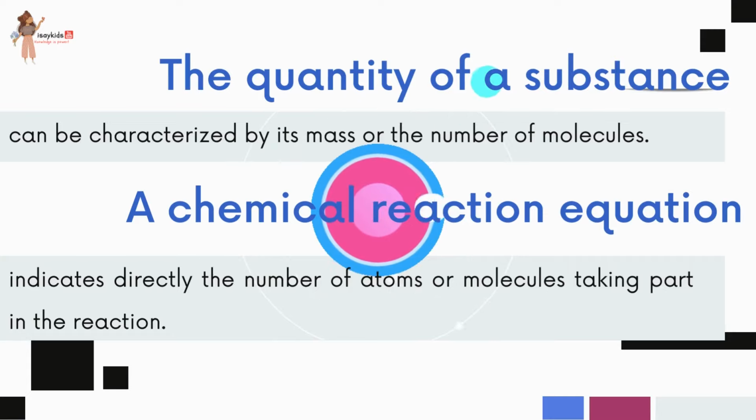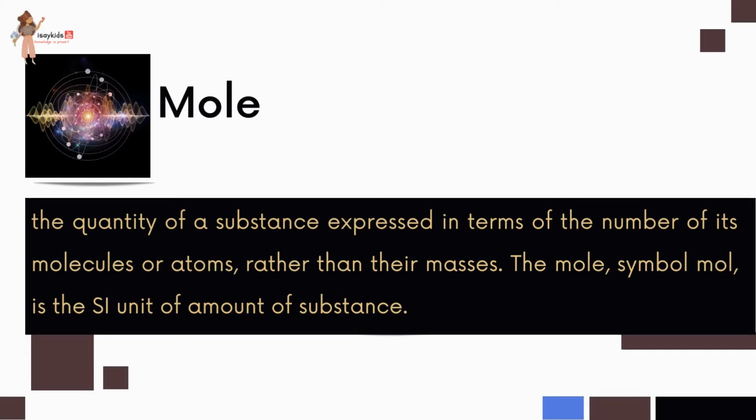We can infer from the above equation that the quantity of a substance can be characterized by its mass or the number of molecules. But a chemical reaction equation indicates directly the number of atoms or molecules taking part in the reaction. Therefore, it is more convenient to refer to the quantity of a substance in terms of the number of its molecules or atoms rather than their masses. So, a new unit, mole, was introduced.